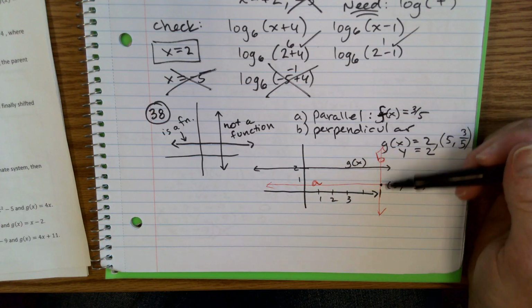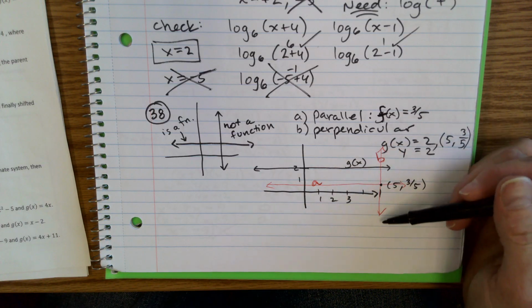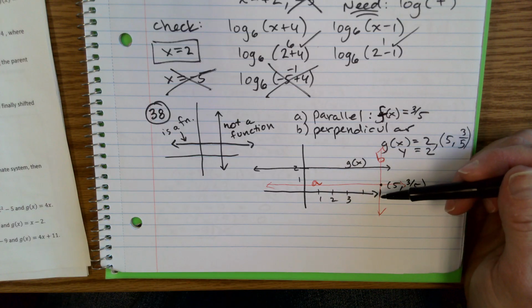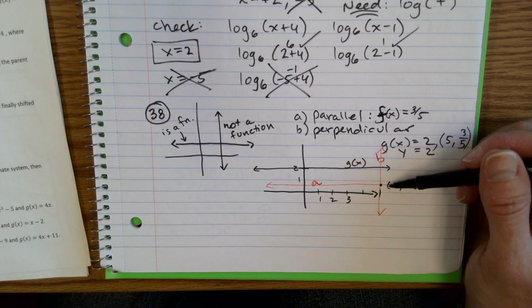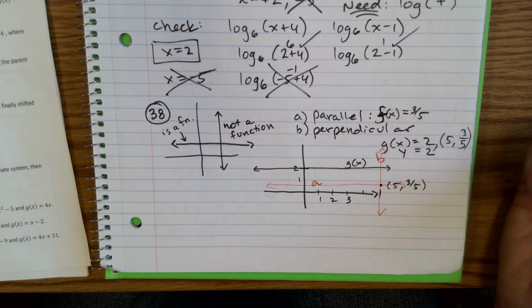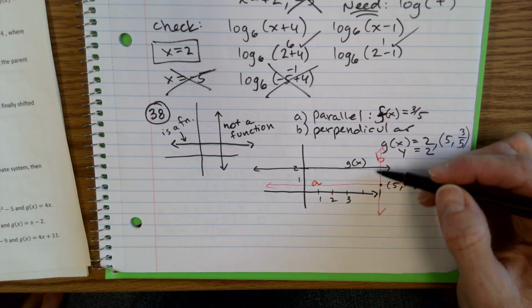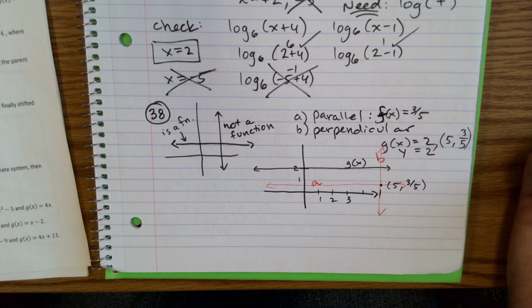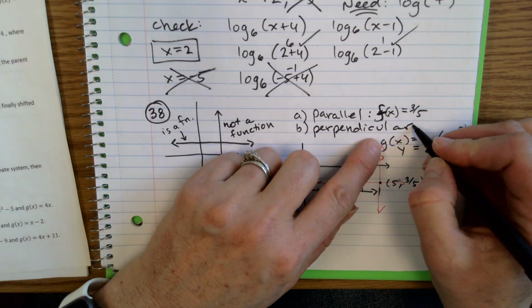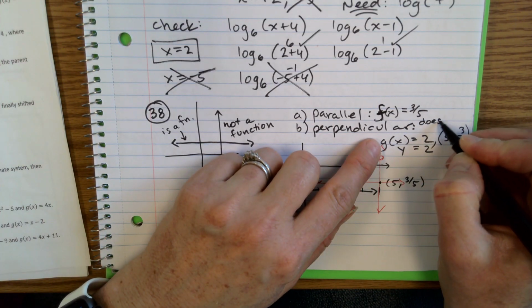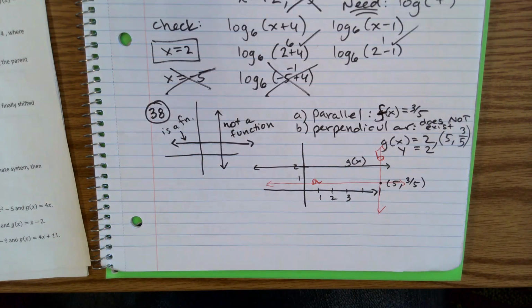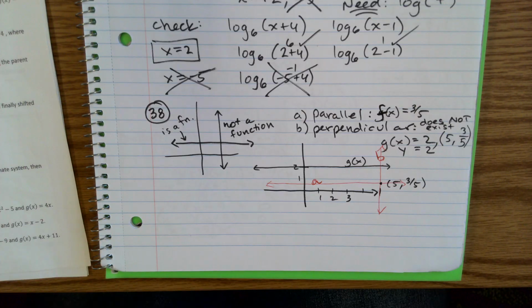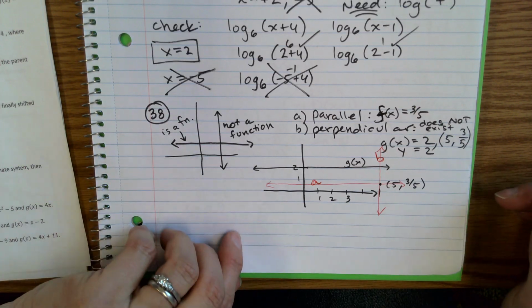Now, the perpendicular line, this up and down one, is vertical. It is not a function. So if the problem says, find a linear function perpendicular to g that crosses through this point, you'd say it doesn't exist. Because it would have to be this one, but that's not a function. So it doesn't exist. Okay, that's 38.